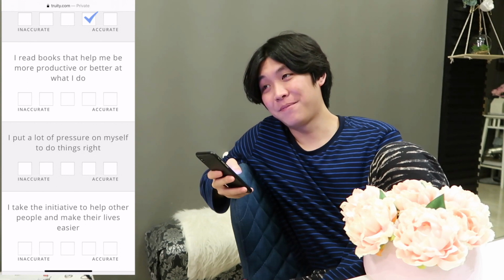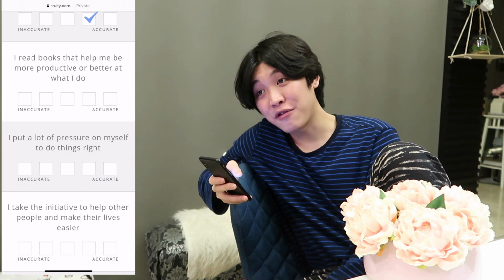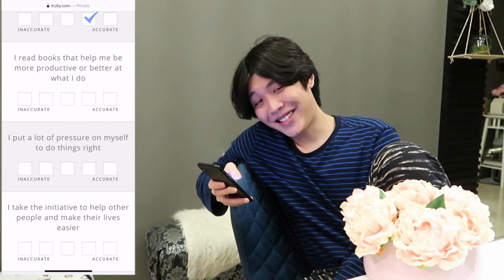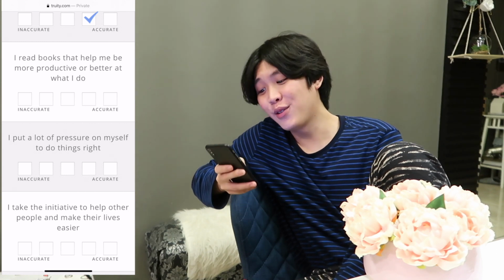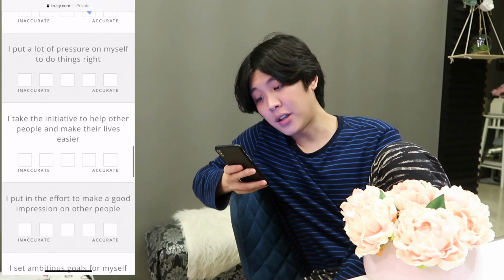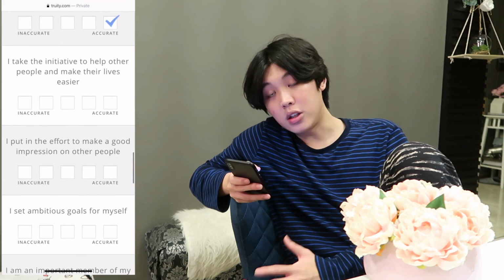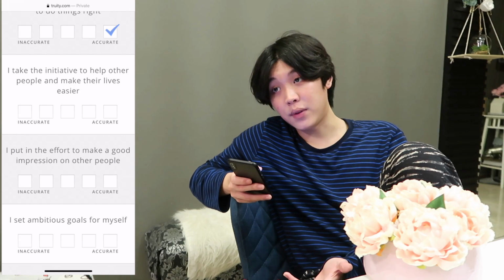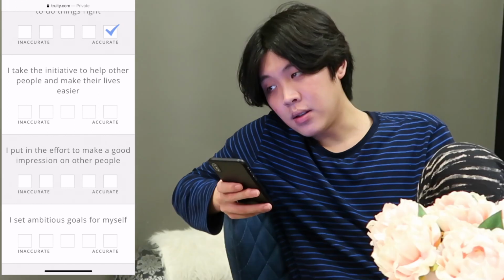150%, because if you go to my bookshelf, 95% of the books that I read are literally under the self-help genre, but completing the book is another thing, so I'm gonna go with slightly accurate on this one. I put a lot of pressure on myself to do things right. Yeah, 150%, which is why your boy is always feeling sad and depressed 24/7. I take the initiative to help other people and make their lives easier.